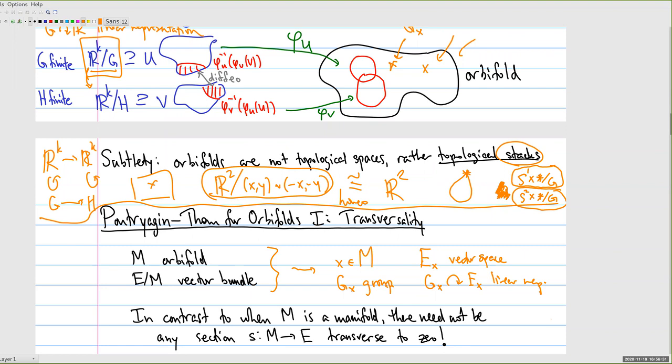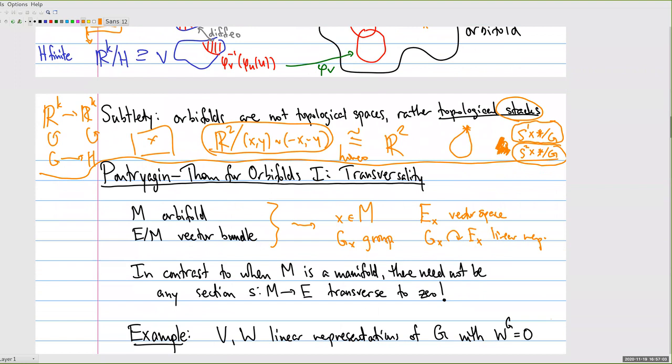There's a familiar fact that if you have a vector bundle over a manifold and you take a generic section and look at its zero set, then that submanifold represents the Euler class in cohomology. But if you're over an orbifold and you have a vector bundle and you try to do the same thing, you might be faced with a situation where there simply isn't any transverse section at all. Here's a very simple example of why this happens. There are even local obstructions to transversality.